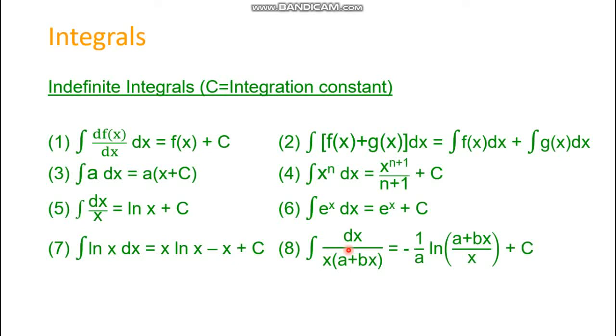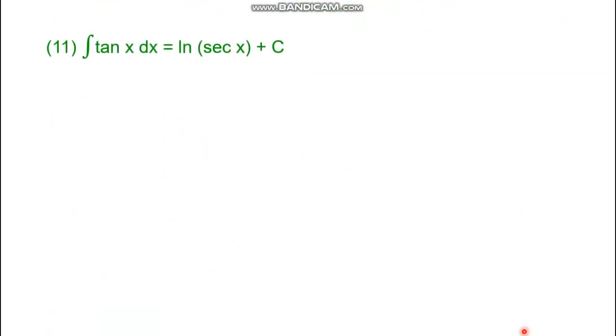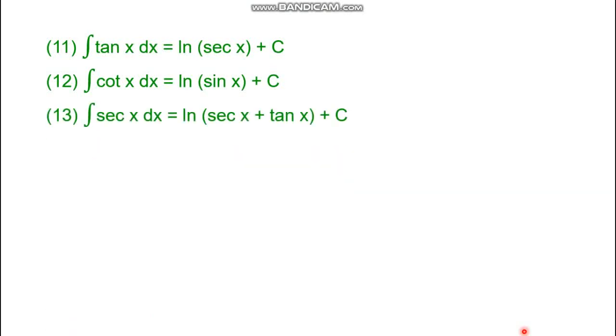And if it is the integration of dx divided by x(a + bx), where both a and b are constants, then the result is −(1/a) ln((a + bx)/x) plus the integration constant. Next, the integration of sin x dx is −cos x, whereas the integration of cos x dx is sin x. The integration of tan x dx is natural log of sec x plus the integration constant. The integration of cot x dx is natural log of sin x plus the integration constant. The integration of sec x dx is natural log of (sec x + tan x) plus the integration constant.